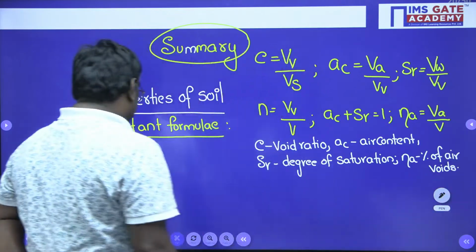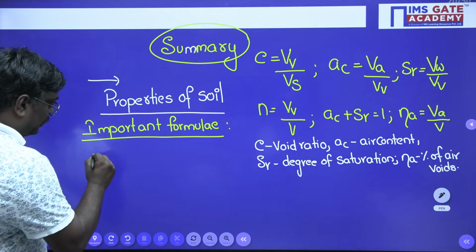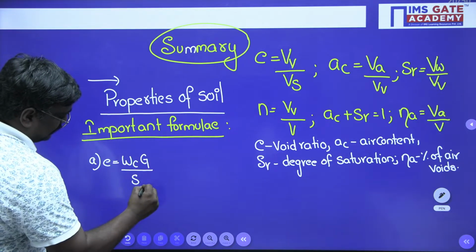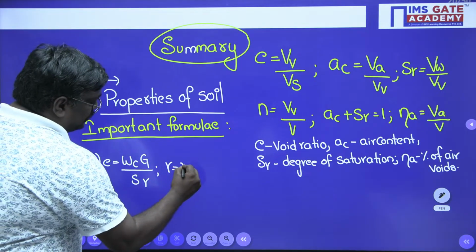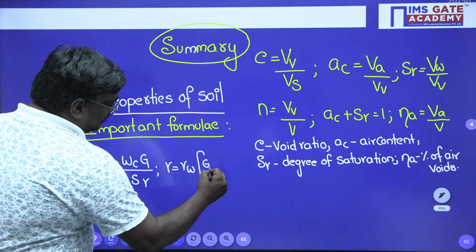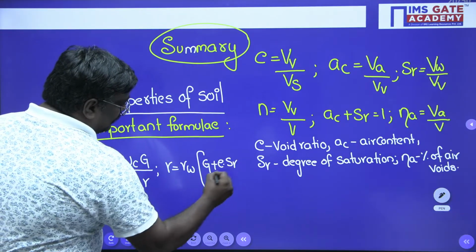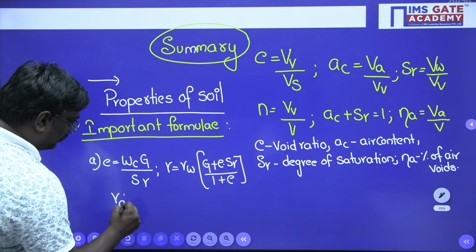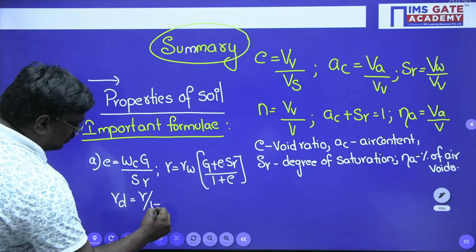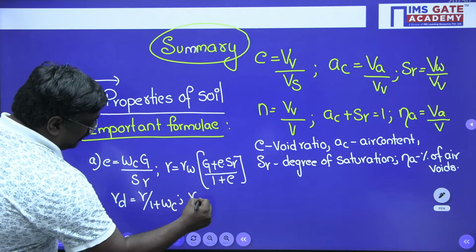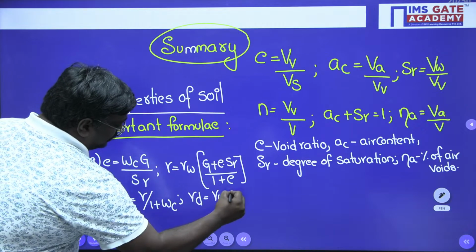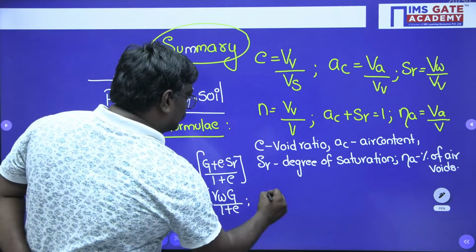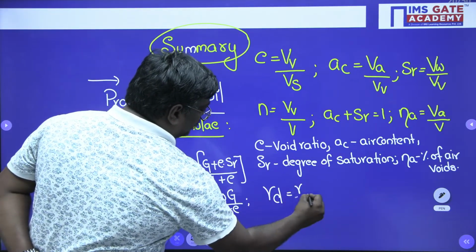And here, my dear students, see the important formulas. E is equal to water content into G upon SR. Gamma is equal to gamma W into G plus E into SR upon 1 plus E. Gamma D is equal to gamma upon 1 plus water content. Gamma D is equal to gamma W into G upon 1 plus E. Gamma D can also be written as gamma upon 1 plus water content.